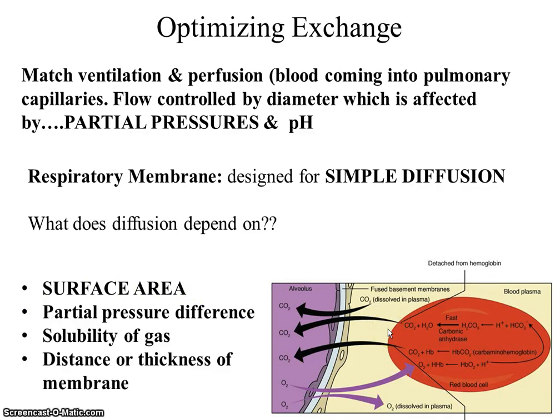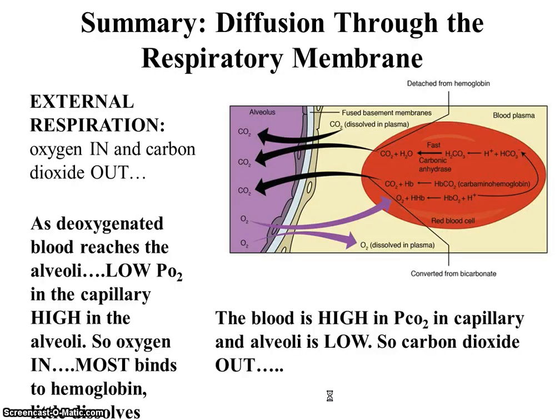All right? And then the distance or thickness of the membrane, as I mentioned already, the further you have to travel as oxygen and carbon dioxide, the less likely that you're going to get good exchange. Because remember, the blood isn't stopping here, it just keeps on being pushed and moved. All right? So, again, external respiration, oxygen in, right, and carbon dioxide out.